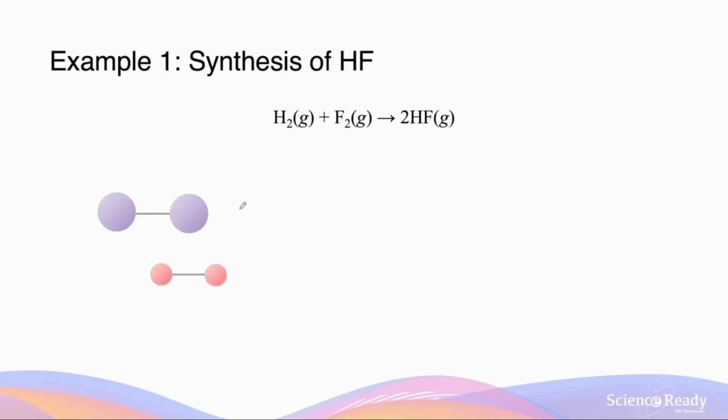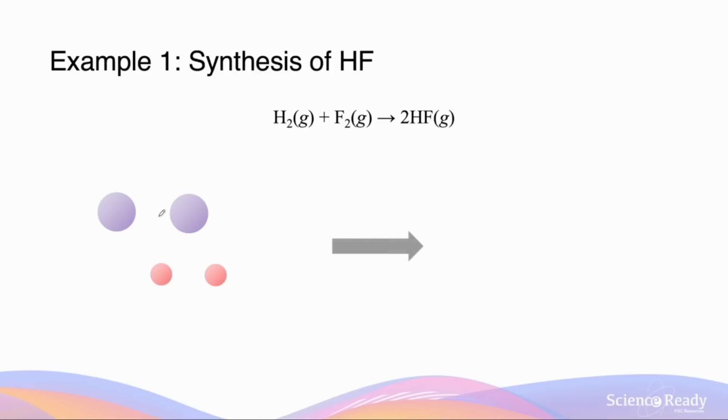Let's consider the synthesis of hydrogen fluoride from hydrogen and fluorine gas, both of which are diatomic as represented by my diagrams here. Let's identify the bonds that will be broken during this chemical reaction. The hydrogen molecule contains a hydrogen to hydrogen single bond, and so does the fluorine molecule, which contains a fluorine to fluorine single bond. During the chemical reaction, these bonds will be broken, and each individually will absorb their own amount of energy according to the bond energy values.